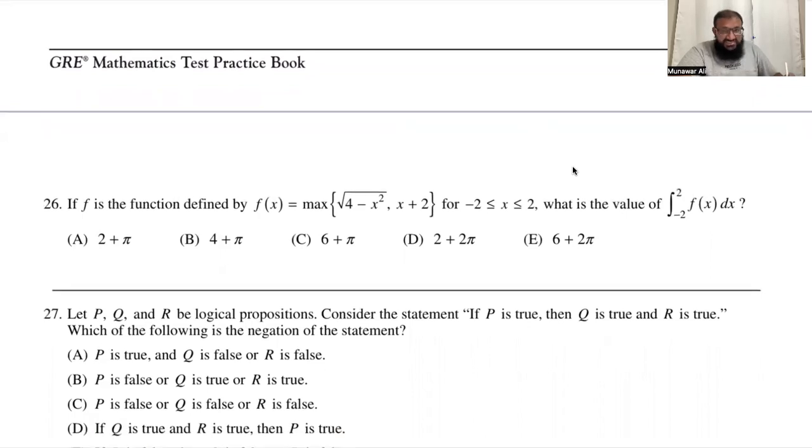Question number 26 says that I have a function defined by this for all the values of x between minus 2 and plus 2 inclusive. What is going to be the integral of f of x? My function is a piecewise defined function, defined by using a maximum between two functions. To understand this, I will graph this function, and then I will simply integrate it.